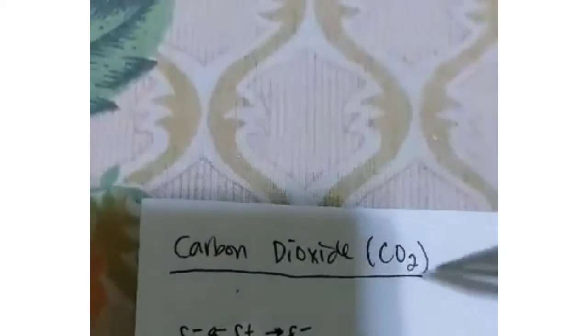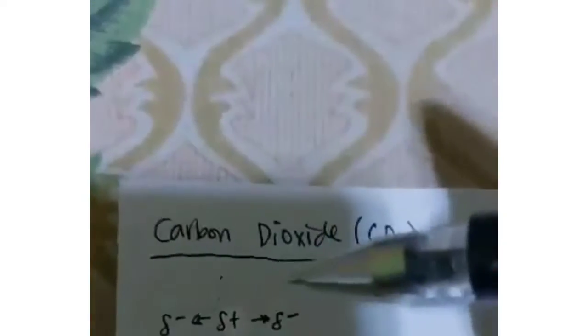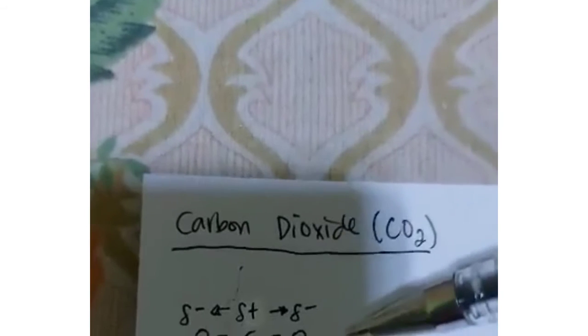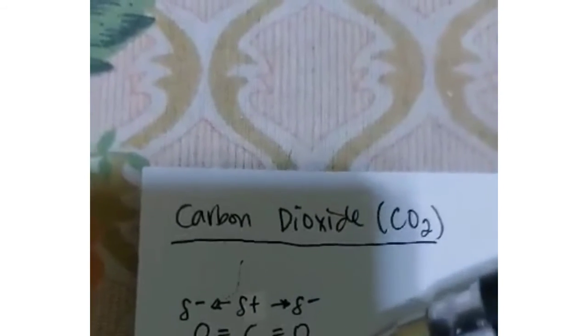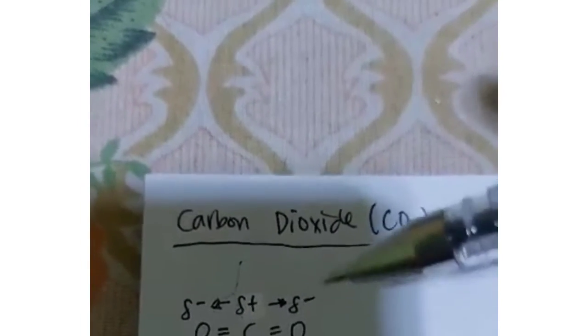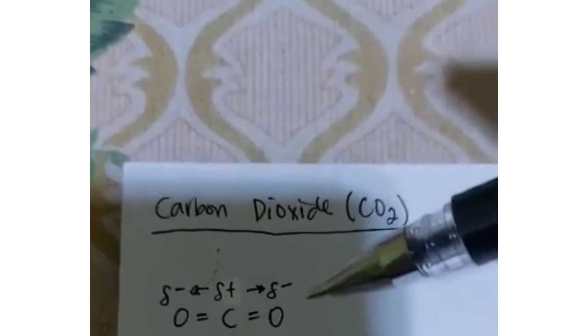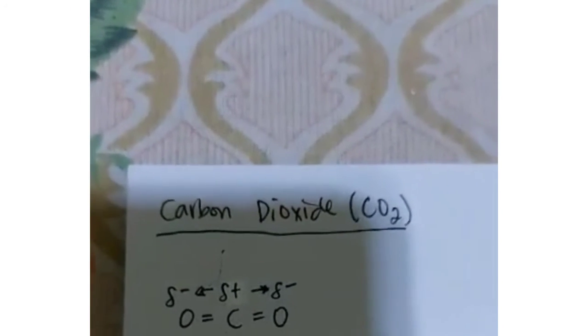First, carbon dioxide, or CO2. It is a non-polar molecule because it contains two polar bonds that are arranged symmetrically. The geometry of CO2 is linear, so the two bond dipole moments cancel and there is no net molecular dipole moment.